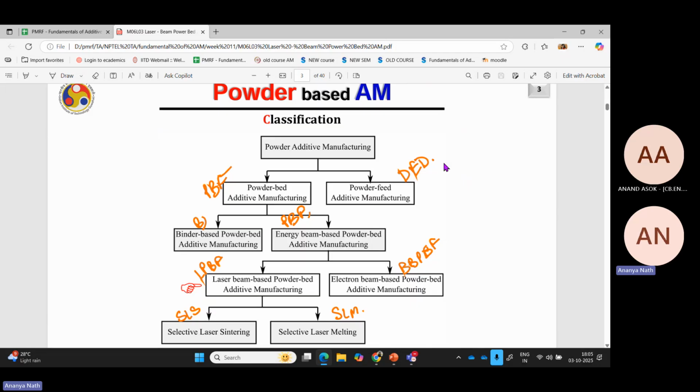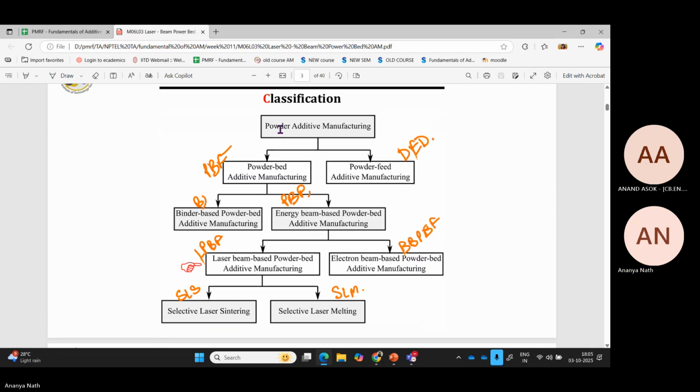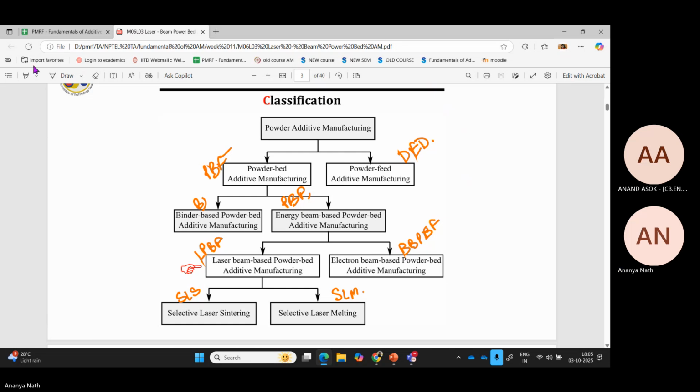Here it says that in a broader way, if I classify the AM process, then powder-based AM can be classified into two groups. One is powder-fed, that is DED, and another one is the powder bed, that is PBF.